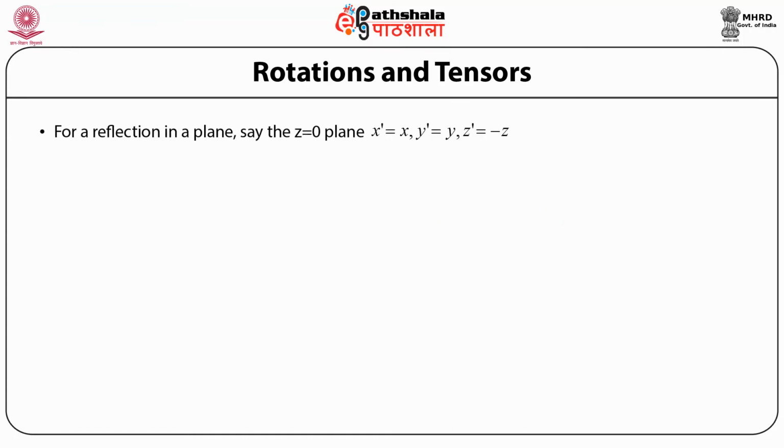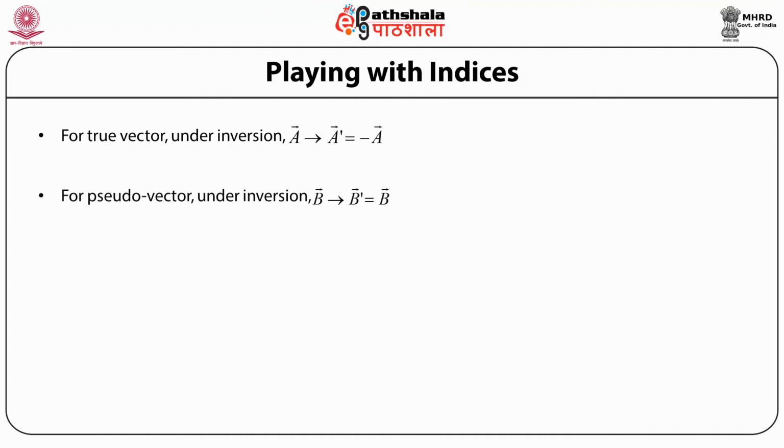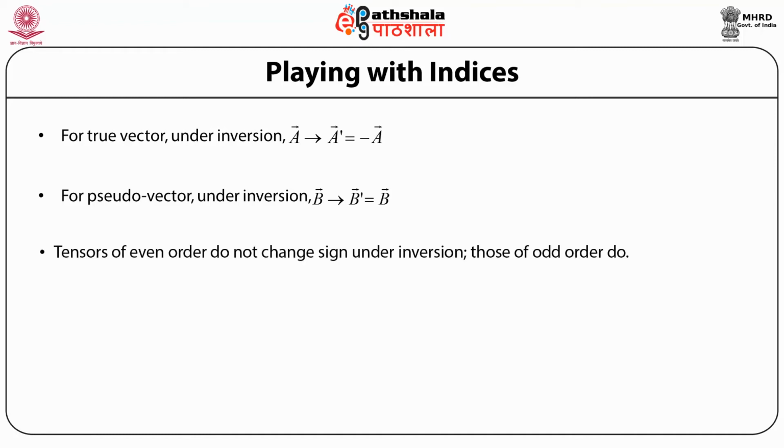For a reflection in a plane, say the z equals 0 plane, x dash equals x, y dash equals y, z dash equals minus z, which implies that A equals the matrix with rows 1, 0, 0; 0, 1, 0; 0, 0, minus 1, which implies that determinant of A equals minus 1. Students, now let us play with the indices. For true vector under inversion, A vector tends to A dash vector equals minus A vector. For pseudo vector under inversion, B vector tends to B dash vector equals B vector. Tensors of even orders do not change sign under inversion, those of odd order do. For pseudotensor, the behavior is just the opposite.